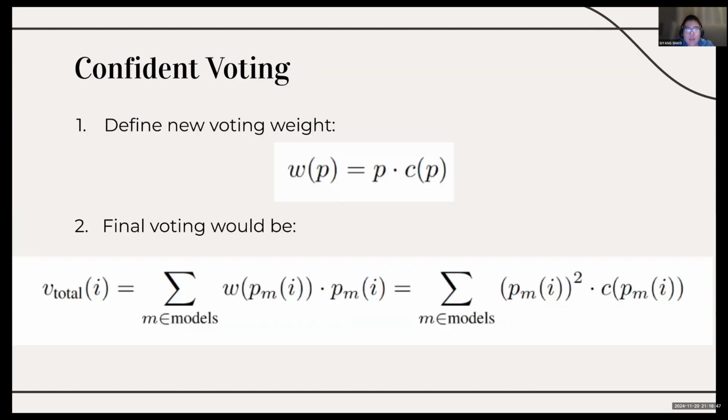Based on that, we can have a new voting weight. We can also say that soft voting is just a special case which chooses C(p) always equal to 1 in this voting weight, and we get our final voting. We also tested this kind of voting on the validation set and test data sets. It shows that the result is much better.